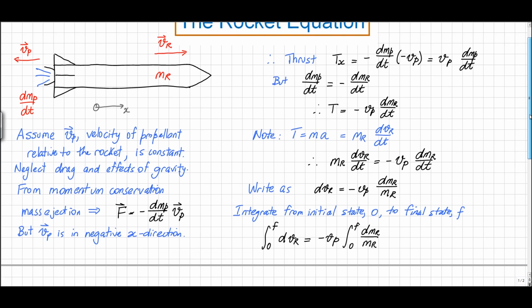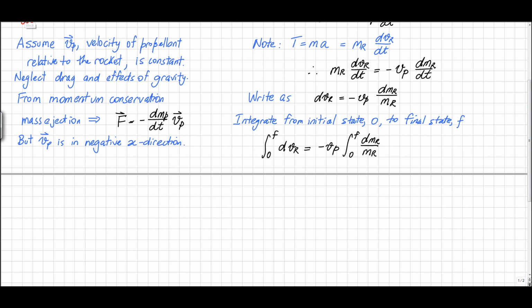So let's slide the screen down. And our left-hand side, the integral of dvr is just going to be vr from our initial to our final condition. That must be equal to minus vp. Now the integral of dmr over mr is log mr, and we're taking that also from the initial to the final state. So the left-hand side becomes vrf minus vr0, the final velocity of the rocket minus the initial velocity of the rocket, is equal to minus vp times log of the mass of the rocket finally over the mass of the rocket initially.